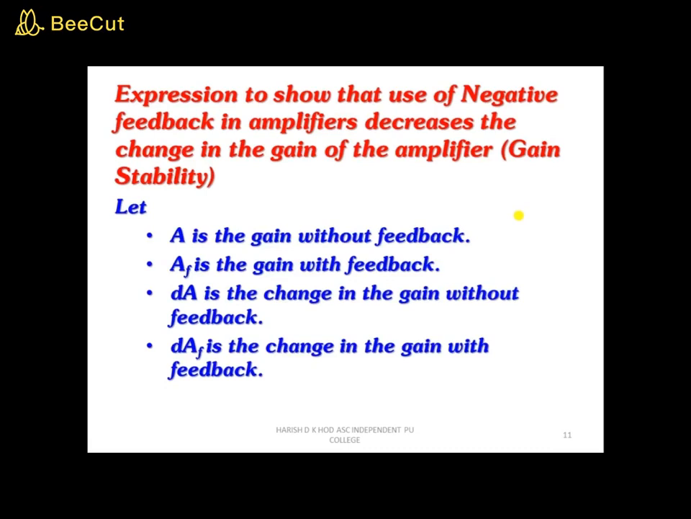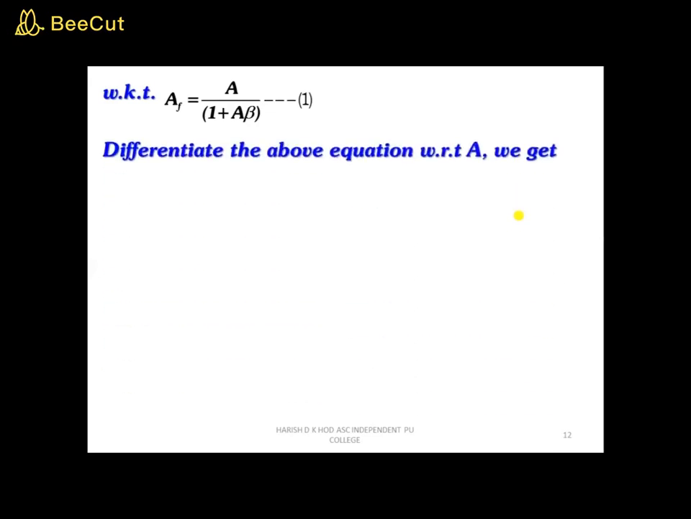Okay, now we all know that AF is equal to A divided by 1 plus A beta, which is the derivation we did in our last video. That is, the gain of an amplifier with negative feedback is equal to A divided by 1 plus A beta. Now let us differentiate this equation with respect to A. Then d by dA of AF is equal to d by dA of A divided by 1 plus A beta.